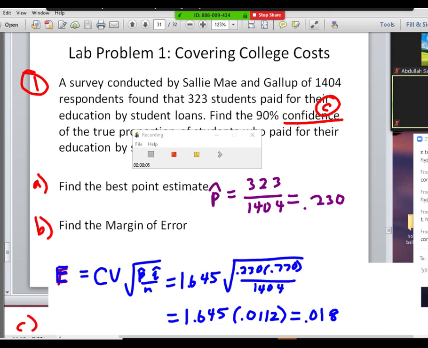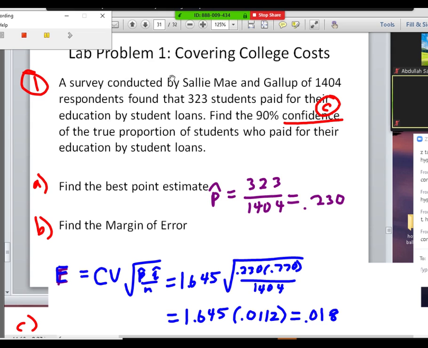All right. So, see what we've got here. So here we've got, what kind of problem is it? Let's see, it's a proportion, right? Because there's no mean, it says proportion also. So the first thing was find the best point estimate. So my best point estimate is, again, whatever I got from my sample, my p-hat.